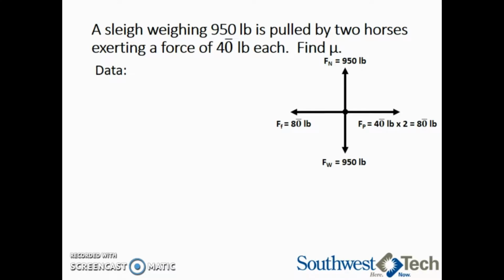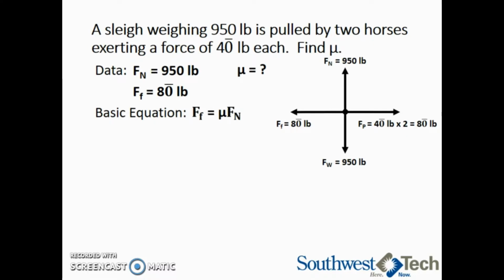Now we can write down all of our data. We know the normal force, represented by F sub n, is equal to 950 pounds, and the frictional force, represented by F sub f, is equal to 80 pounds. We are trying to find mu, the coefficient of friction. The basic equation that involves these three quantities is the frictional force is equal to mu multiplied by the normal force. Since we are trying to find mu, we need to rearrange our basic equation into the working equation: mu is equal to the frictional force divided by the normal force.